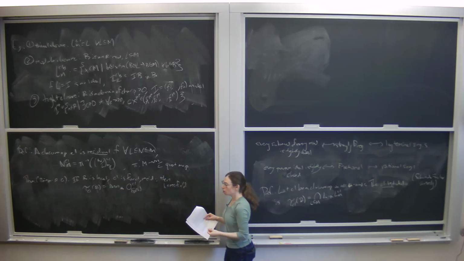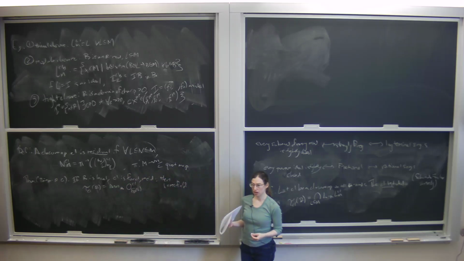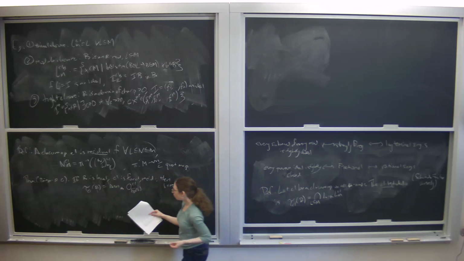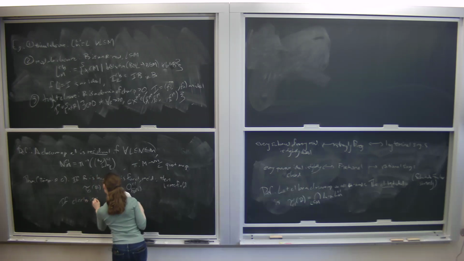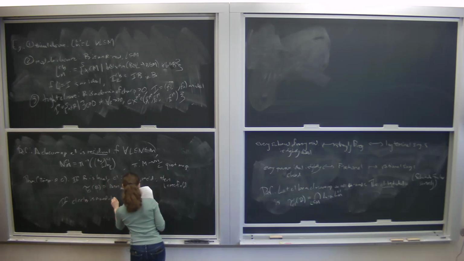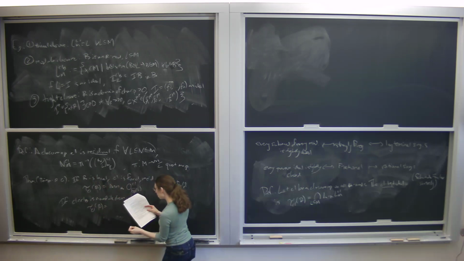Which is something that was done for tight closure already. The idea wasn't new, it just turns out you don't need very much of an assumption on the closure to get it. And stronger, if CL is a module closure, then tau CL of R is actually going to be a trace ideal.